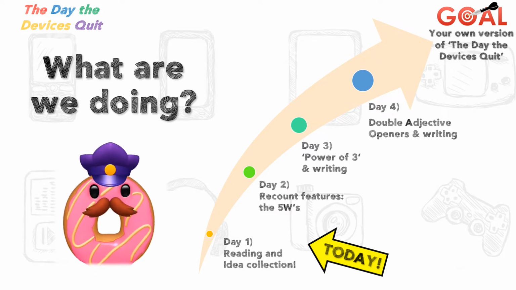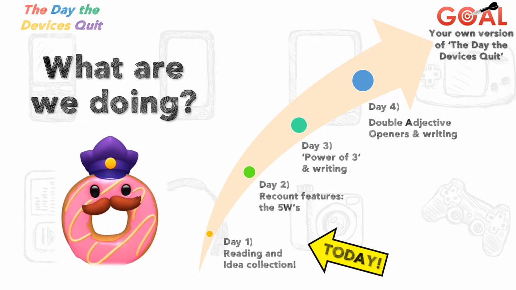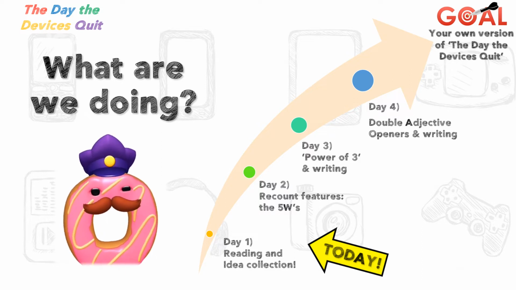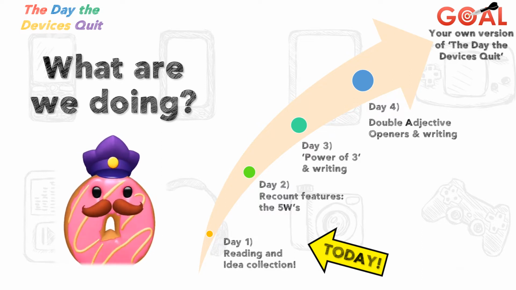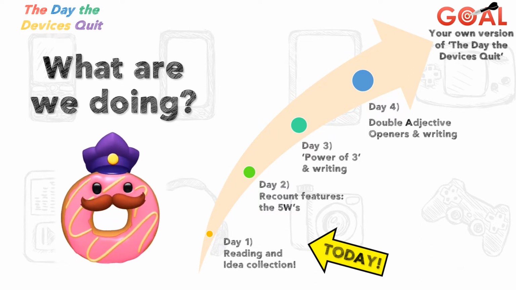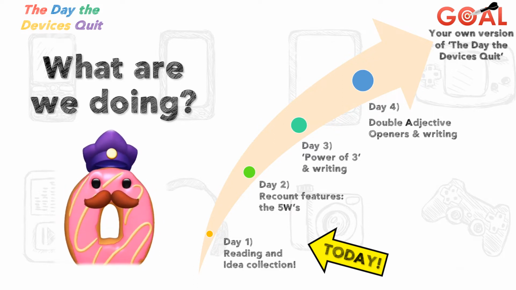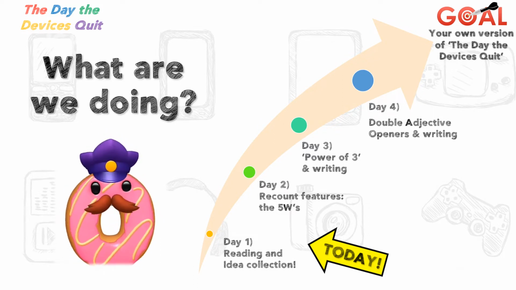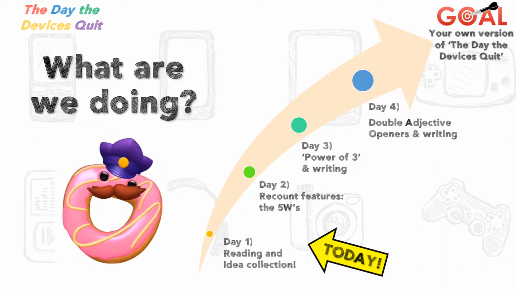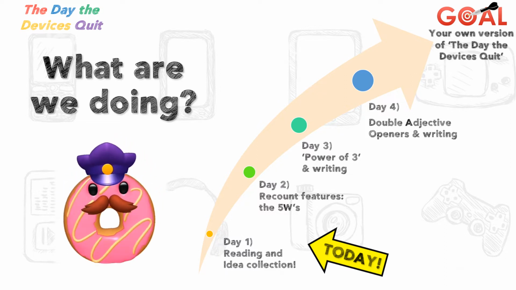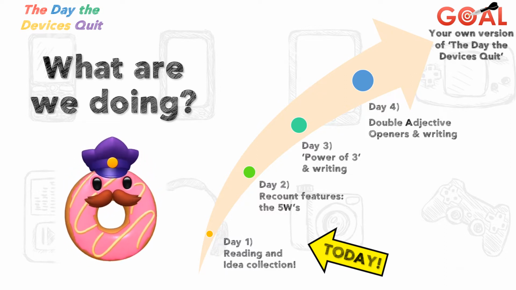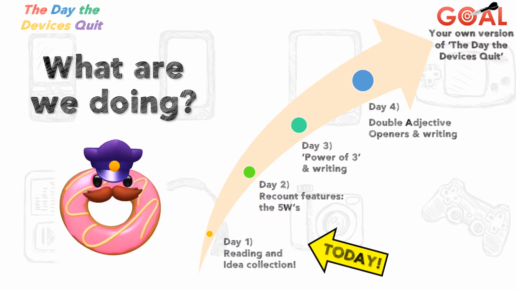Let's recap what we're actually doing this week. We were inspired by the story The Day the Crayons Quit, and because we're at home lots at the moment, we're going to write our own version called The Day the Devices Quit, something we're using lots at the minute. Now, we're going to look today at some of the key features of a recount story kind of text, especially the 5 W's.